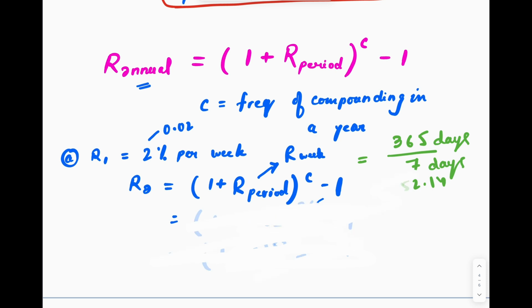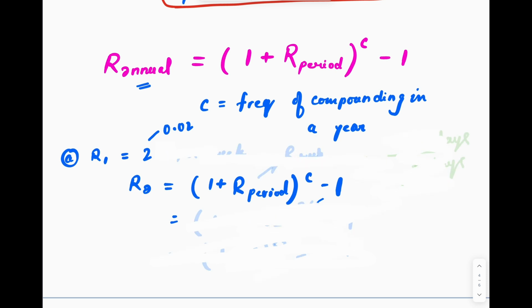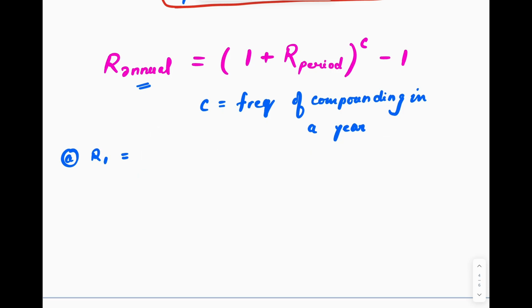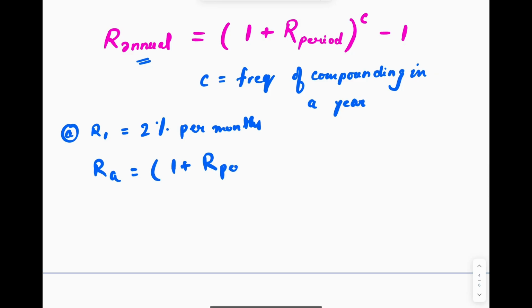So this was for return for a week. But what if the return is given to you in the form of a per month basis? So now this is like 2% per month. Same formula: R is 1 plus R for the period. So this time the period is a month, right? So 1 plus 0.02 for a month.